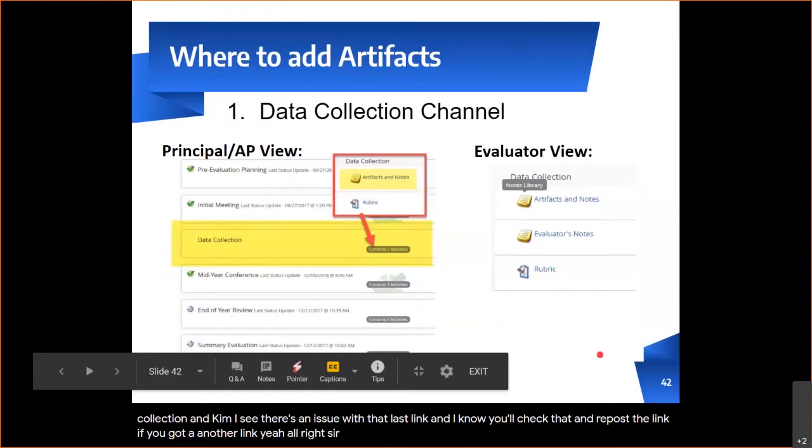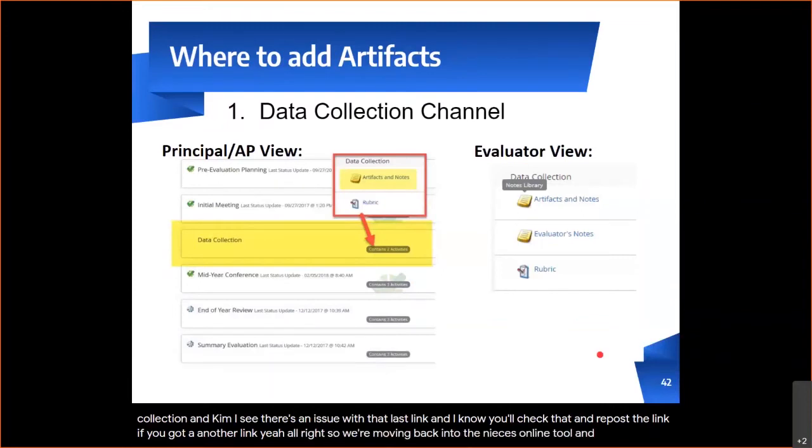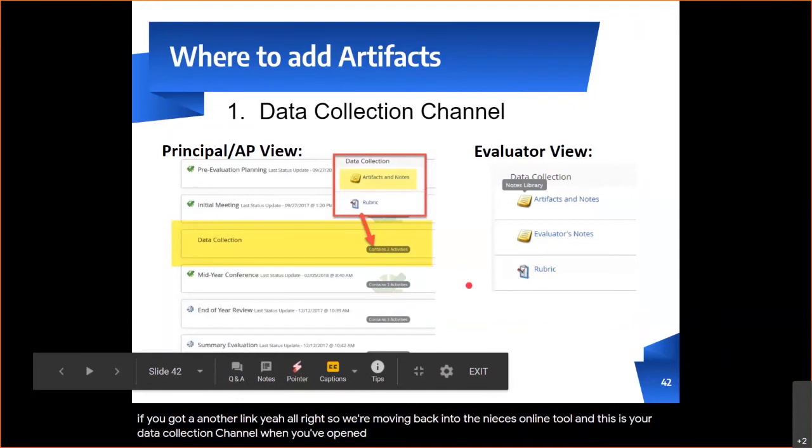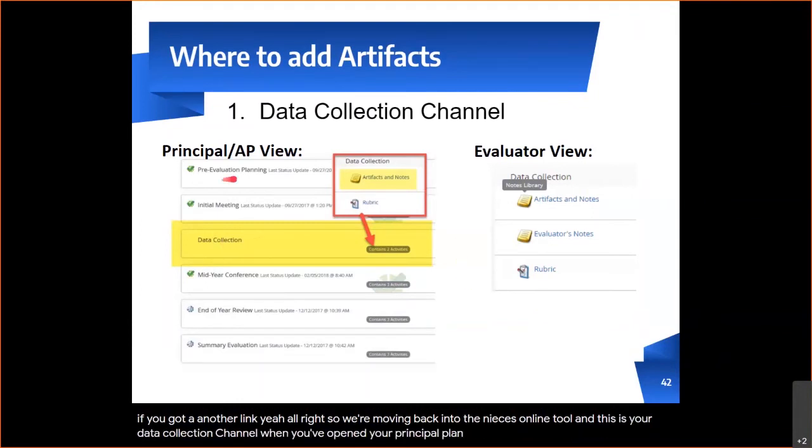All right, so we're moving back into the NCEES online tool, and this is your data collection channel. When you've opened your principal plan, you'll see this pre-evaluation, your initial meeting, and here's the data collection channel. And inside the data collection channel are 2 areas, your artifacts and notes and your rubric. So we're talking about collecting data, so that would go into your artifacts and notes. Principals only see the artifacts and notes and the rubric. Evaluators, you'll also see artifacts and notes, which are shared with your principal. You have your evaluator notes, which are private to the evaluator. And then the rubric, well, of course, that rubric will get filled out.